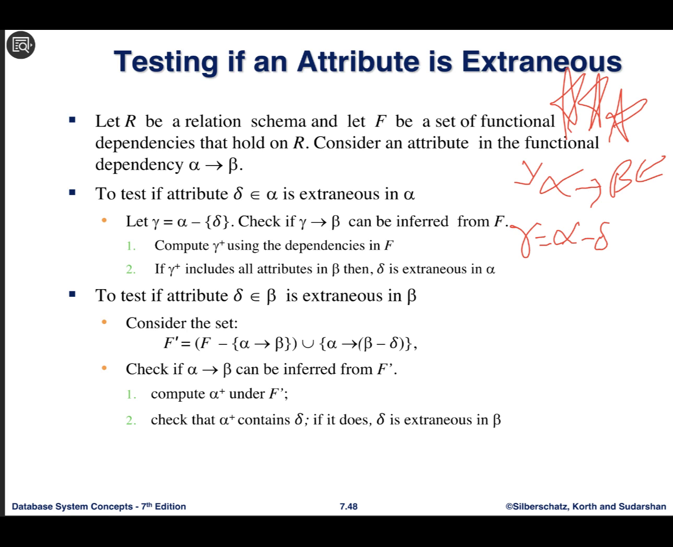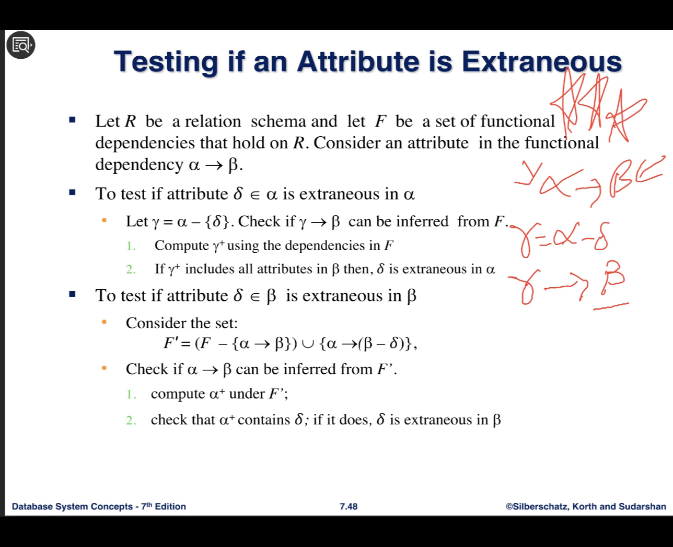Remove this one from alpha. For example, alpha is A, B, C, and assume C is redundant, so alpha minus C is going to be AB. This is going to be gamma. I just put gamma in order to simplify the process. It's better to use alpha minus delta. Then after that, I need to check if gamma determines beta or not. That means if I remove delta from the left-hand side, I'm still able to reach the right-hand side, that is, gamma implies the right-hand side.